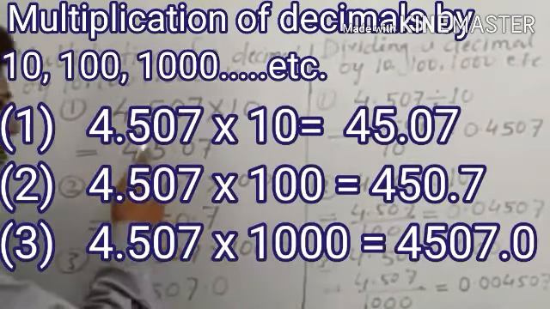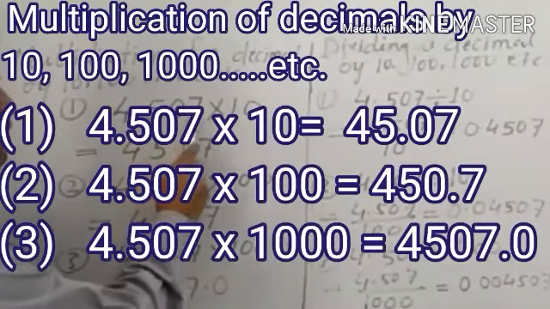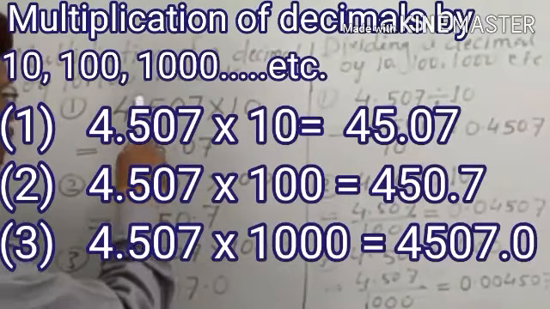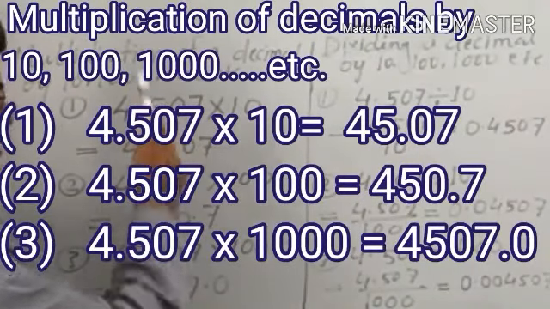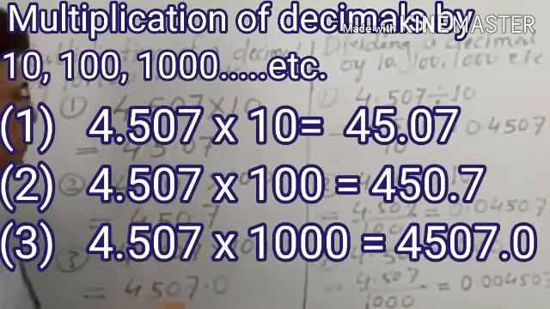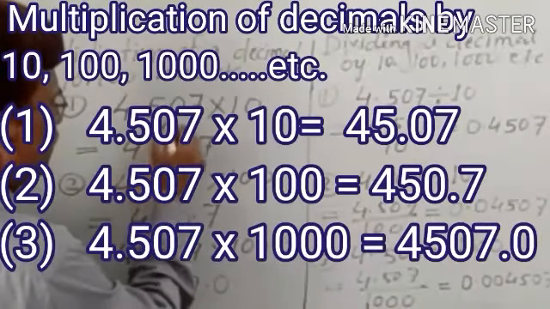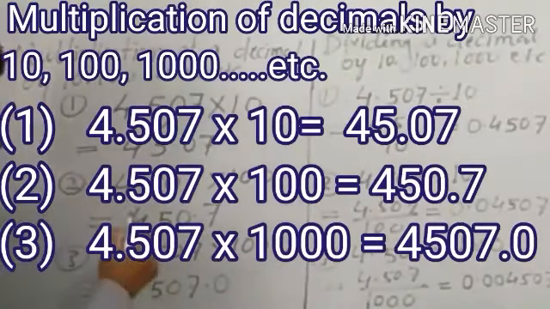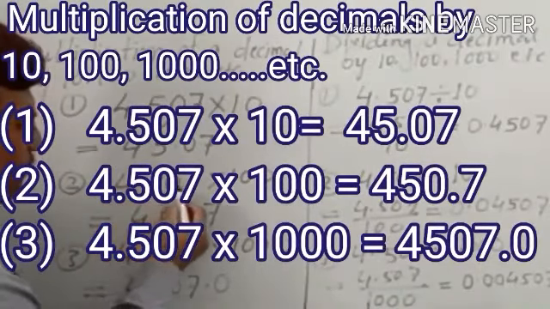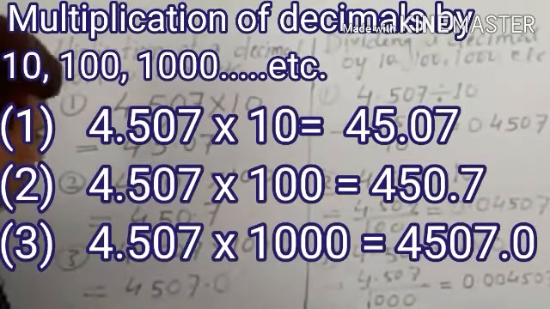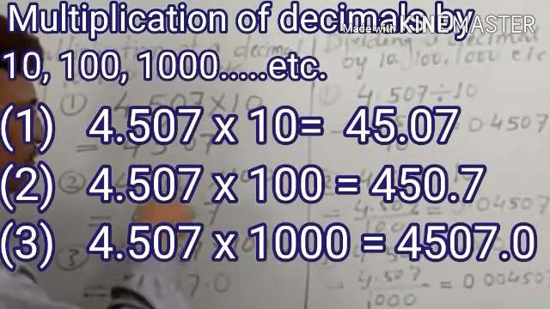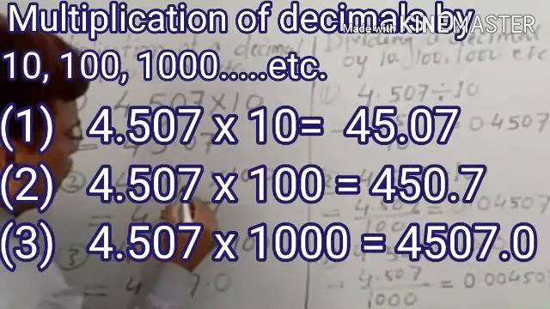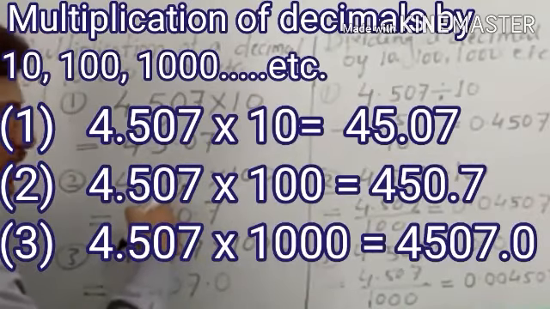Multiplication of a decimal by 10, 100, 1000. If we multiply a decimal number 4.507 by 10, decimal will shift to the right by 1 place. 45.07. Decimal will shift to the right by 1 place. Second, 4.507 into 100. Here, if you multiply a decimal number by 100, decimal will shift to the right by 2 places.